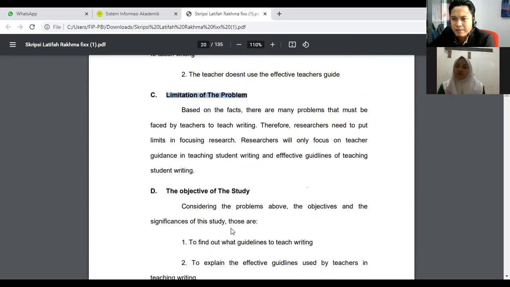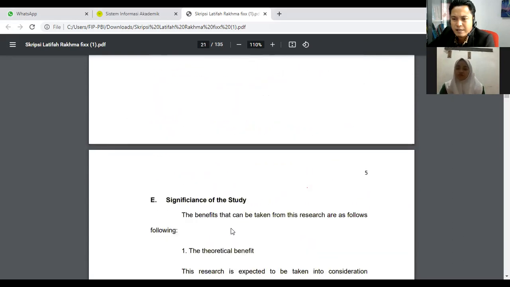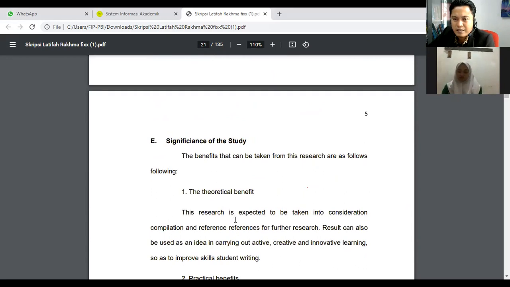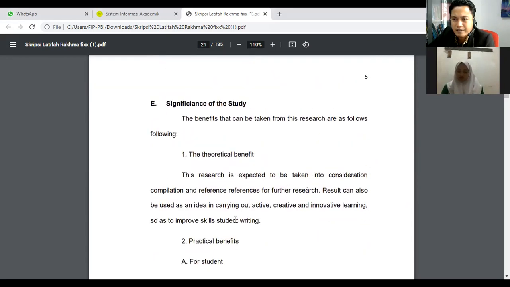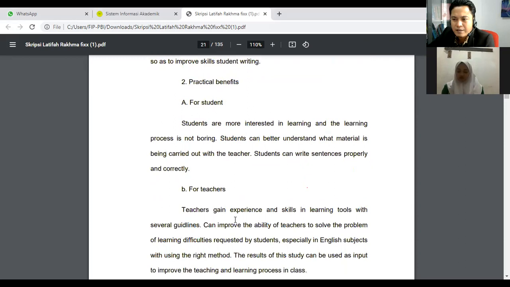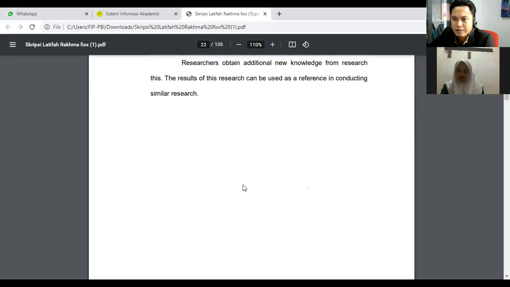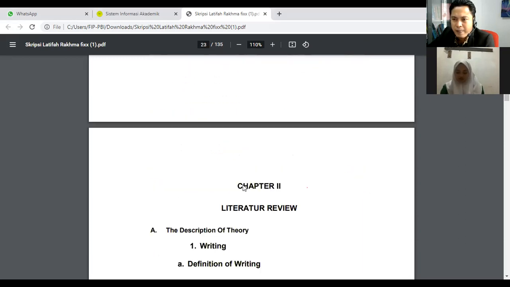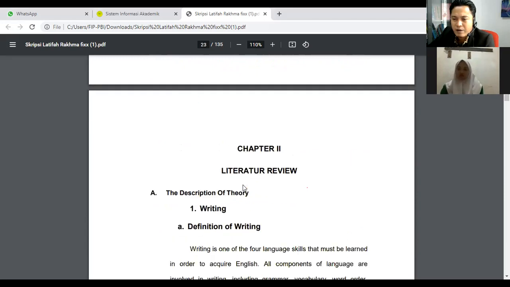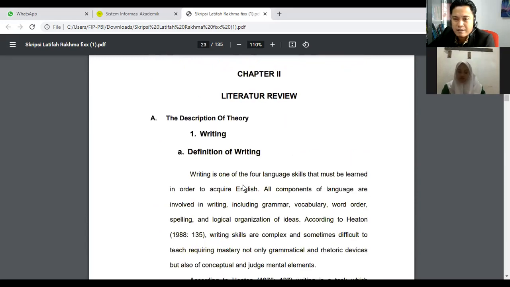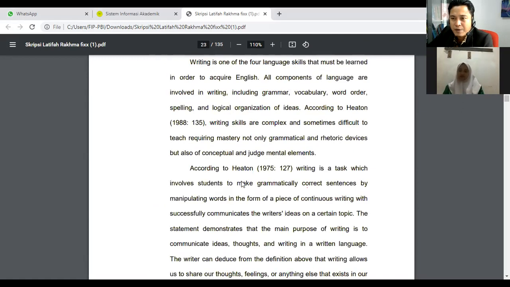Identification of the problem, the objective of the study, okay. For the significance of the study, theoretical benefit. Okay, that's okay for your first chapter. That's all the points that you have to revise. Okay, Latifa? Yes, sir. Okay, next one.